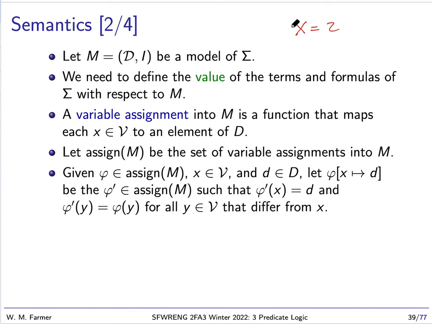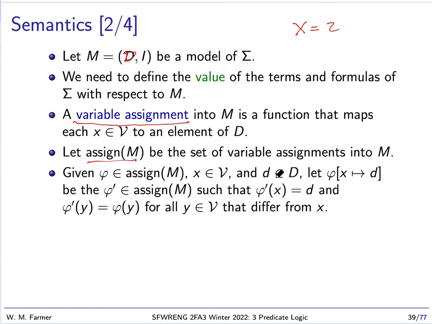So we have to have a way of giving a value to this by knowing what the value of x is. And we do this with something called a variable assignment. It's a function that maps each variable to an element of D. So this is a variable assignment into our model. So every variable gets mapped to some member of D. I wrote this as script D, but it's just a regular D. And let Assign M be the set of all variable assignments.